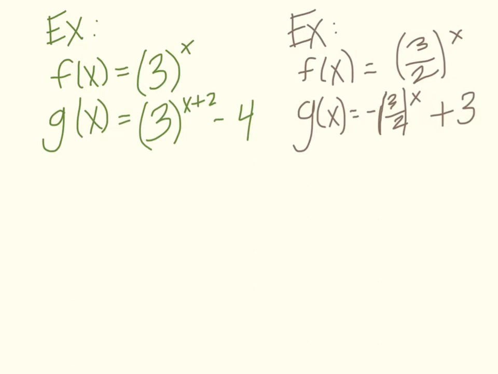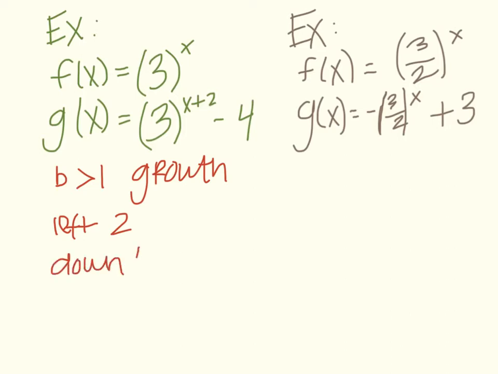Now let's take a look at some examples of transformations. If I give you f of x is equal to 3 to the x, and then I transform it to g of x is equal to 3 to the x plus 2 minus 4. First off, I want to tell whether it's a growth or a decay. Well, my b is greater than 1, so I know this is going to be a growth function. It goes plus 2, so that means I'm going to go left, opposite of my intuition, 2. And then minus 4 would tell me I'm going to move my function down 4.